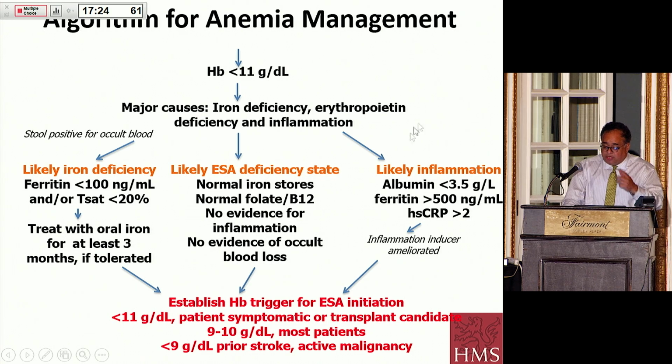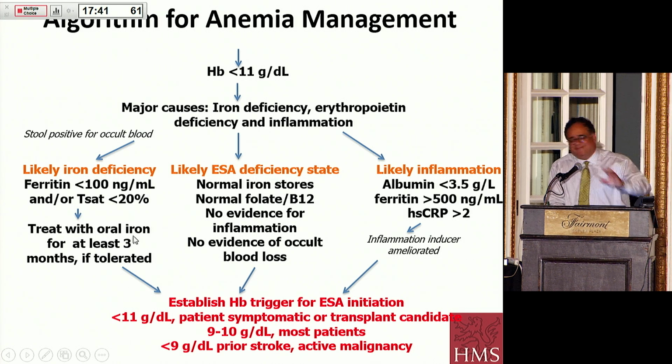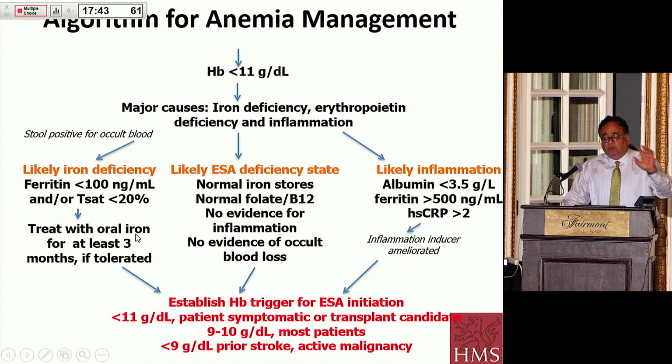So this is that third plank that most people don't think about, which is inflammation as being associated with anemia in our patients. If their ferritin and TSAT is less than 100 and less than 20 respectively, I treat them with oral iron for at least 3 months if they tolerate it. Now, a number of you will say, oral iron doesn't work. I'm going to treat all my patients with IV iron.